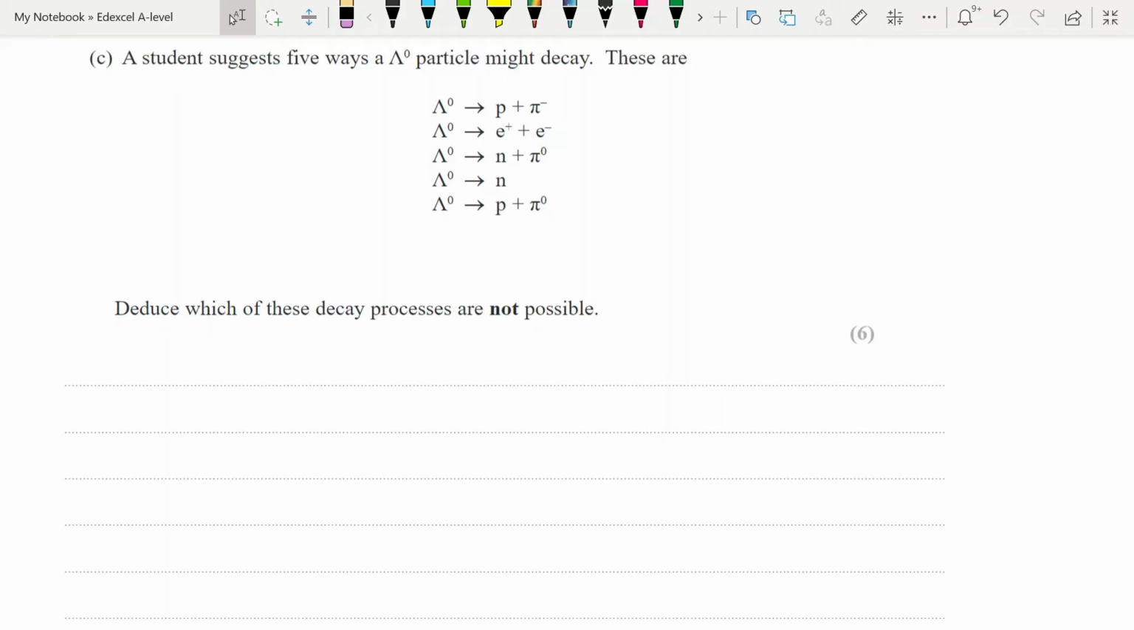So what I'm going to do is I'm going to do the first decay in some detail, go through each of the conservation laws, and then we'll be able to apply those conservation laws a bit quicker as we go down through each decay. So let's look at the first one.